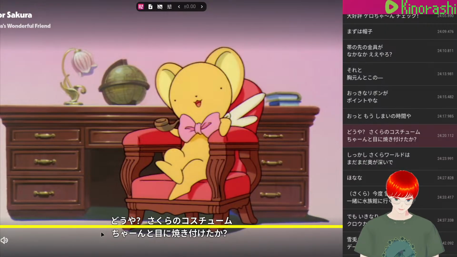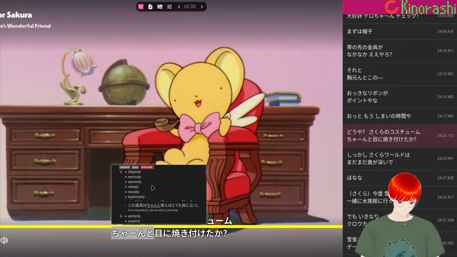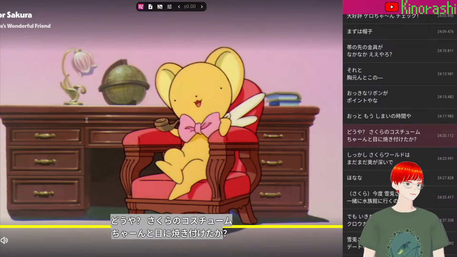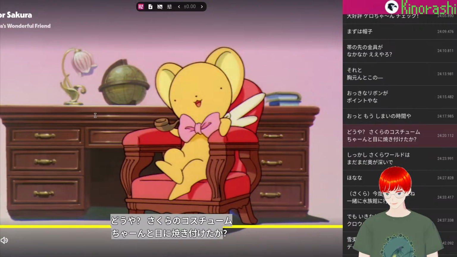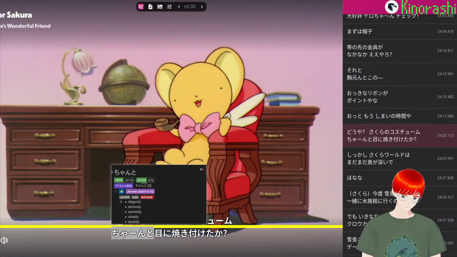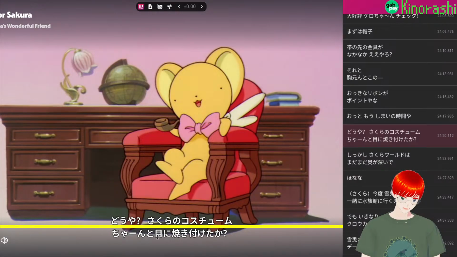So, Sakura no costume chanto, earnestly, said perfectly. I wonder if "completely" would be a good translation. Did you completely burn it into your memory? Or did you, as it's more literally saying, burn it into your eyes? Did you burn Sakura's costume into your memory, or did you burn it into your eyes? Yeah. So, yeah, did you properly burn it into your memory?